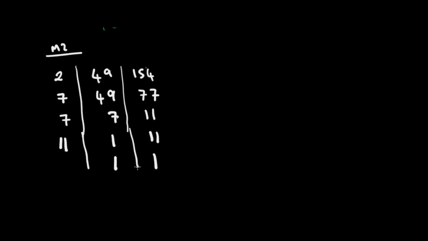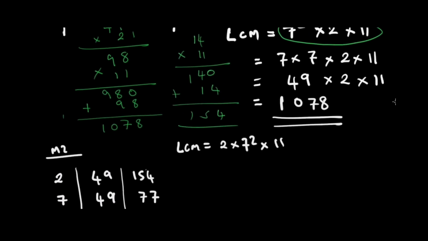This means we are done. In this case, our lowest common multiple will be equal to 2 times 7 squared times 11. That's 7 squared because of 7 times 7. If you look here, you will see that we simply read off 2 times 7 squared times 11. So there's no need to multiply again to get this.